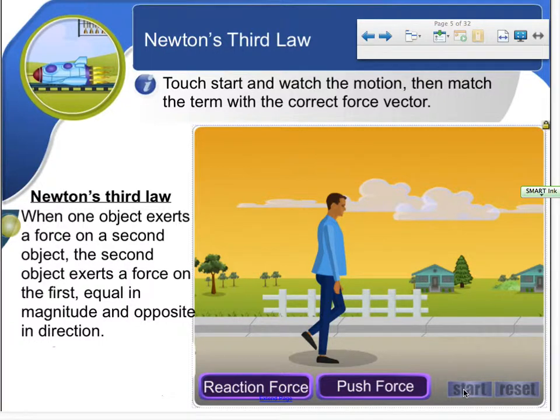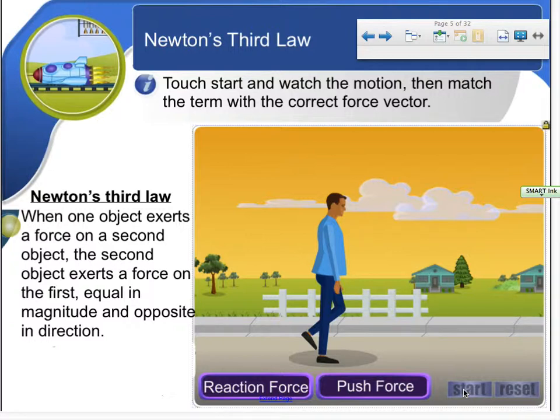The ground is doing what? Pushing up to him. Pushing which way, forward or backwards? Forward. So those forces are equal in the amount of force, but the reaction is what? Opposite. So therefore, do not write this because this makes absolutely no sense to you.